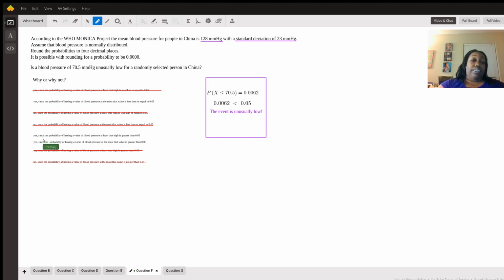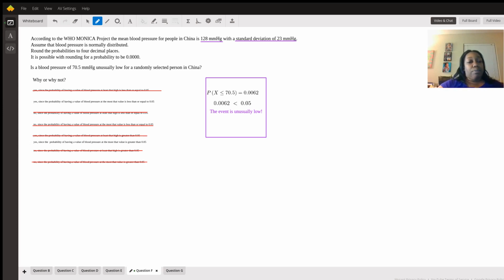The next one says yes, since the probability of having a value of blood pressure at least that high is greater than 0.05. So at least, again, the term "at least" means that is the absolute smallest value. So it'll be 70.5 and up, which would make it a lot more than 0.0062, right? So because of that, this is incorrect.